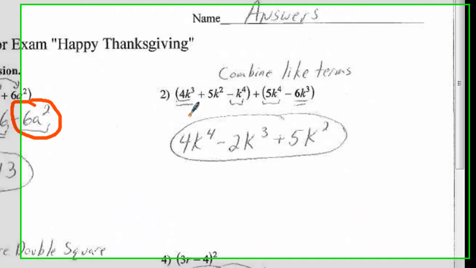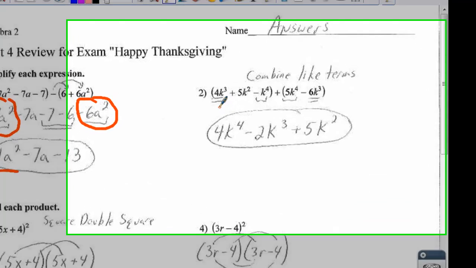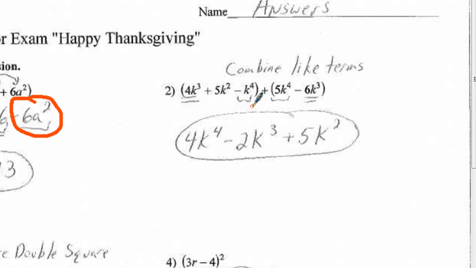Second problem, we are adding polynomials. So really the parentheses are doing absolutely nothing. I don't have to worry about changing everything to its opposite since it's just a plus sign here. Combine your like terms. Start with the largest exponent. So right here I have negative k to the fourth plus 5k to the fourth. That's how I got the 4k to the fourth.